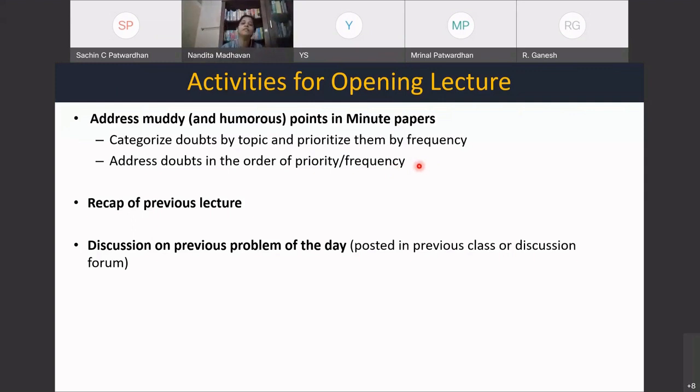What I've seen is when students see that a lot of others are having the same doubt that they have, it puts them at ease. They feel, oh, we are not the only ones left out. And I even joke about it. I say, don't feel bad, there are others who are having the same doubt. And if the frequency is too much, I tell them you shouldn't feel bad. I'm the one who should be feeling bad because I've probably done a very bad job of getting the concept across. So I spend a little bit extra time on that particular topic. Sometimes I start with a recap of the previous lecture. And then I also do a discussion on the previous problem of the day and talk about the answers that they had posted on the forum.